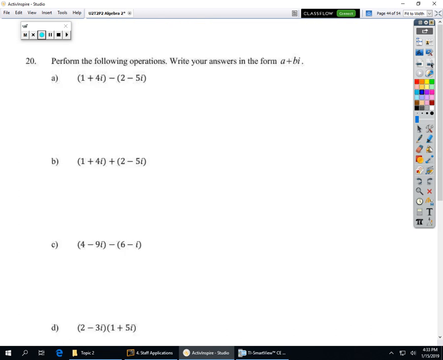Right, still got quite a ways to go. Performing this operation here, we're subtracting. So this is going to be 1 plus 4i minus 2. Remember, if you do a minus and minus, you distribute the negative. That becomes plus 5i. 1 minus 2 is negative 1. 4 plus 5 is 9i. That's done. Next, I'm adding it. Since I'm adding it, I don't need to worry. I just mush everything together. 1 plus 2 is 3. 4i minus 5i is negative i. 3 minus i.